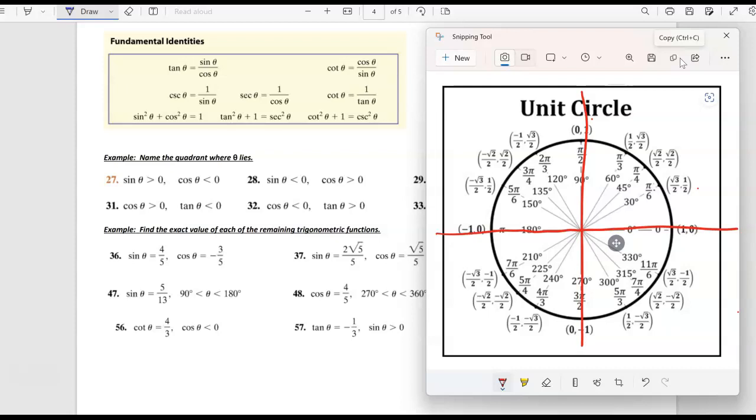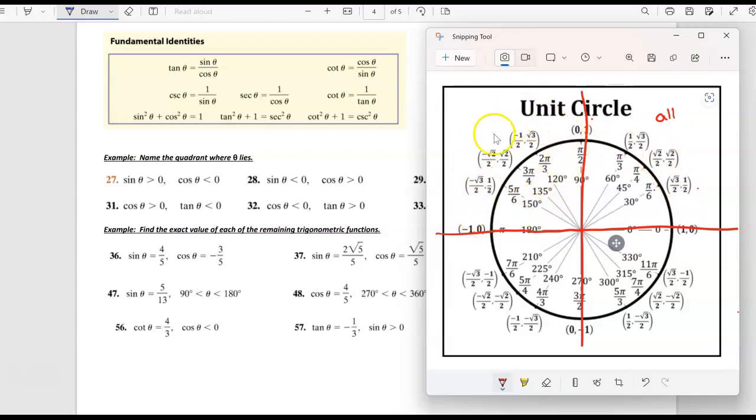In this first quadrant, everything is positive. So I'm going to write all. All 6 trig functions are going to be positive in that first quadrant. And that's because of the definitions, right? The x values are positive, the y values are positive, so sine and cosine are positive, which means tangent's positive.